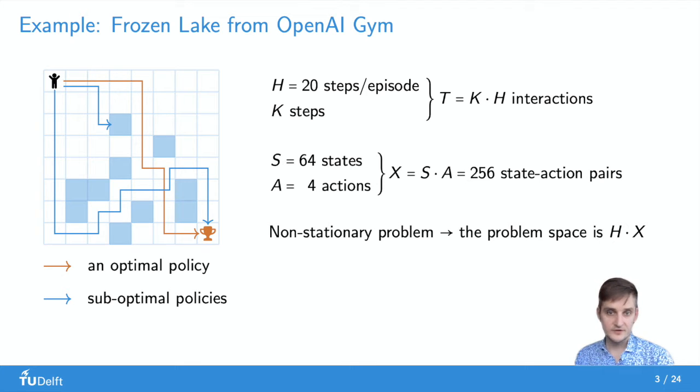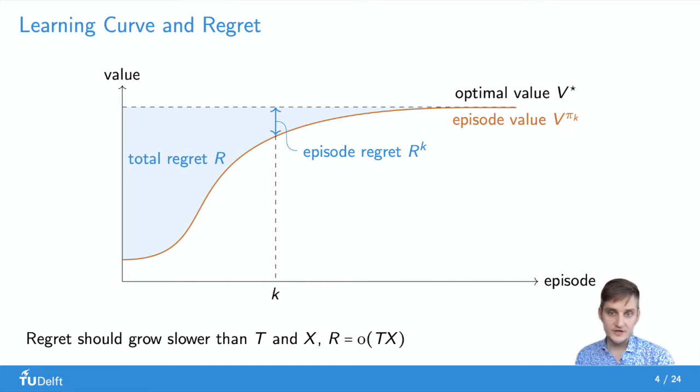We denote the number of interactions with the environment t and the number of state action combinations x. Normally, this would be the problem size, but we also allow the problem data to change over time, which means that the best possible action depends not only on the state, but on the time step too. And the total problem space is thus x multiplied by h. We would like our agent to learn the best policy, but we would also like it to happen as fast and as efficient as possible.